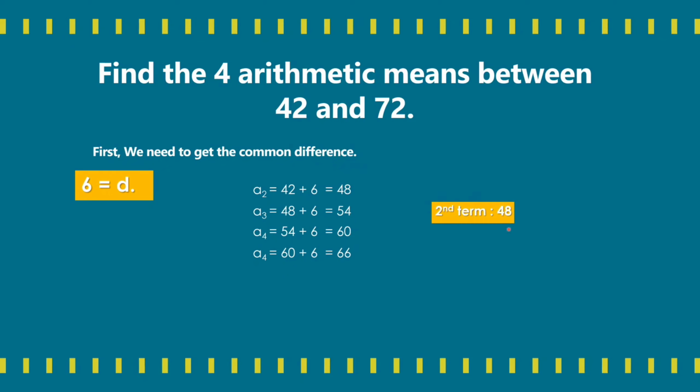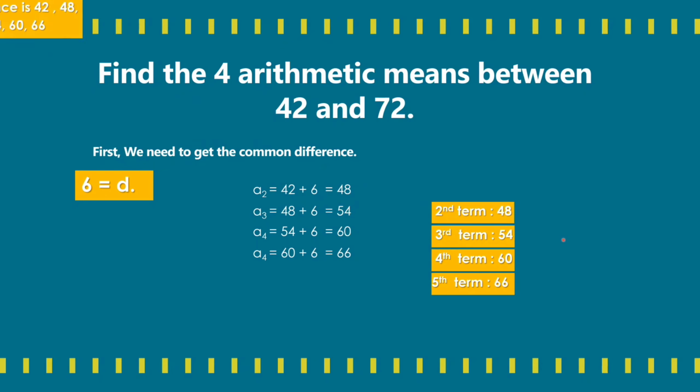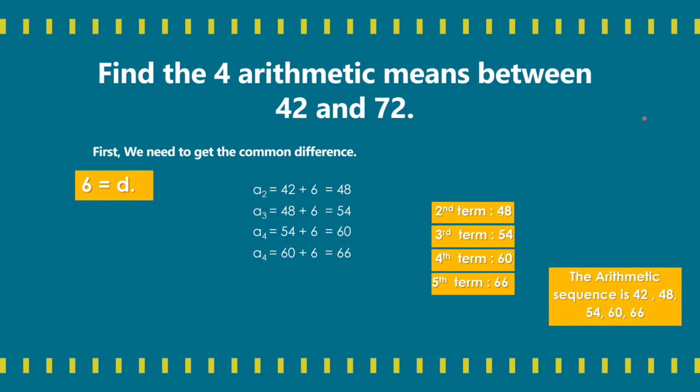So our second term is 48. Our third term is 54. Our fourth term is 60. And our fifth term is 66. So our arithmetic sequence is 42, 48, 54, 60, and 66.